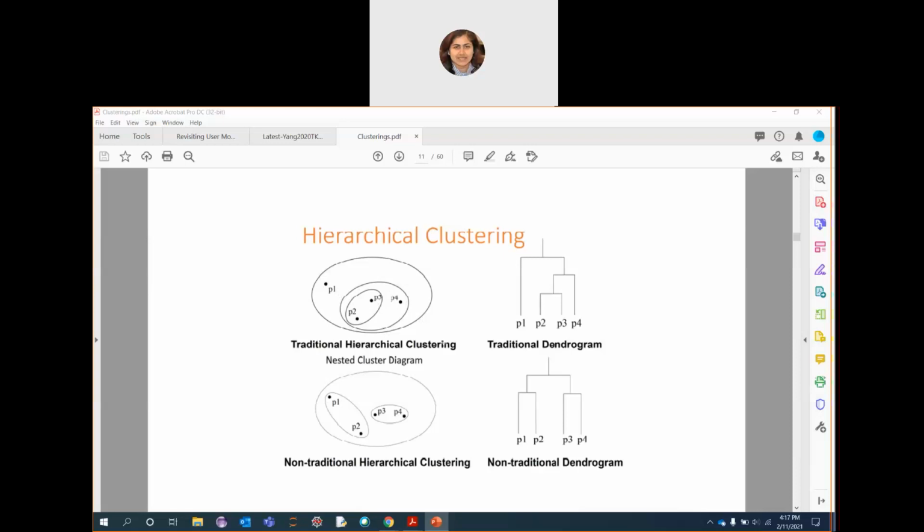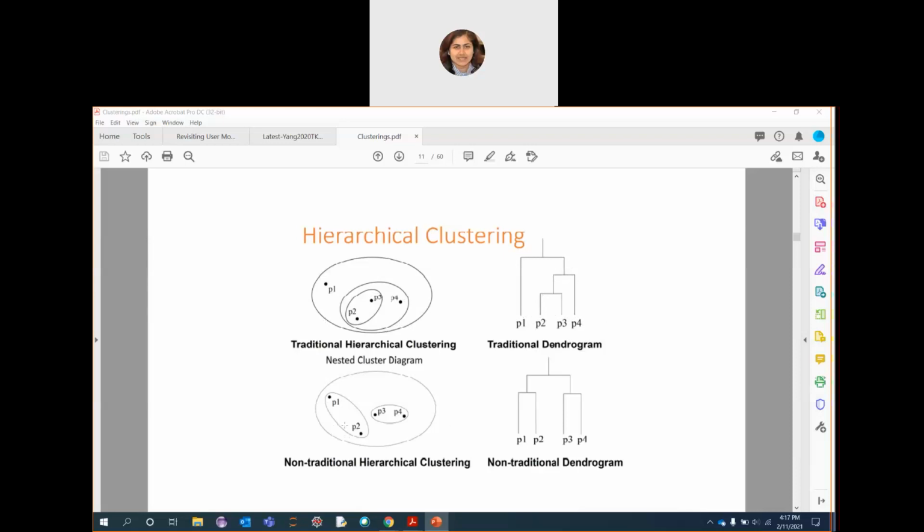If the same process is performed in hierarchical clustering and we want to form a dendrogram, it will be formed in this way. First P2 and P3 are formed in a cluster, then the combination of it is formed in another cluster along with P4, then comes P1.